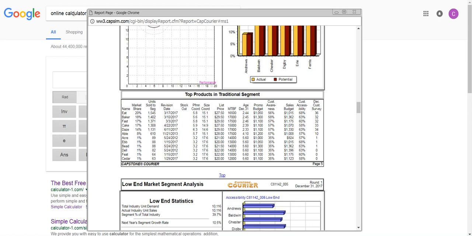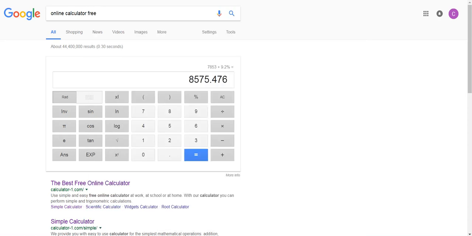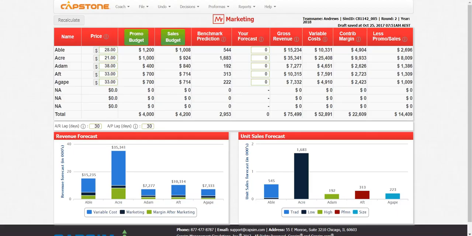Let's take 8% of the total demand. We're going to sell 8% again this year, so let's work out what 8% would be. The way I do that is I multiply by 0.08 and push, and there we go, 686. That's what I'm anticipating to sell. That's my forecast for the product Able for this year. So let's put it in and then recalculate. There you go.